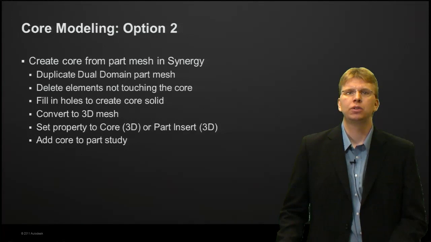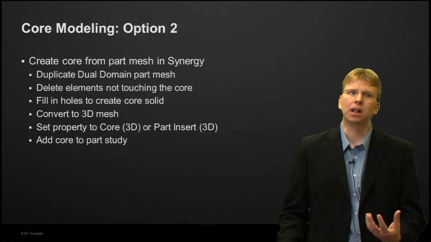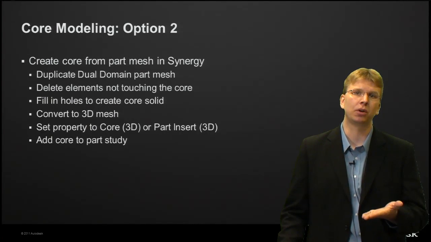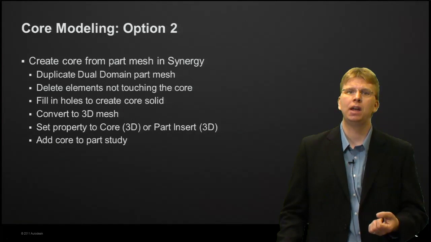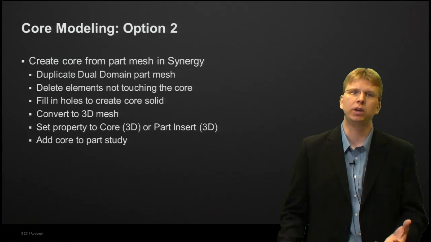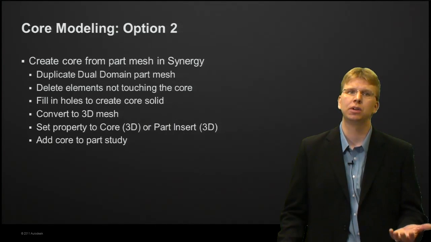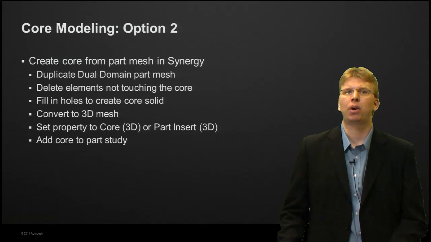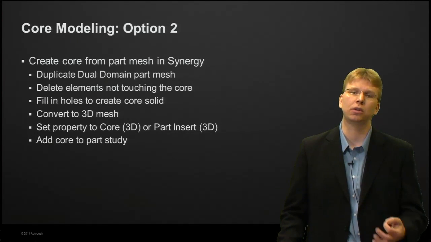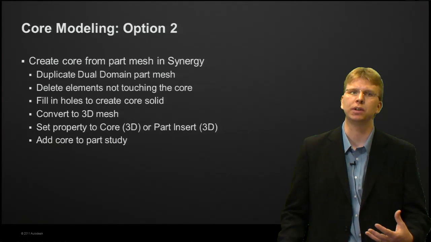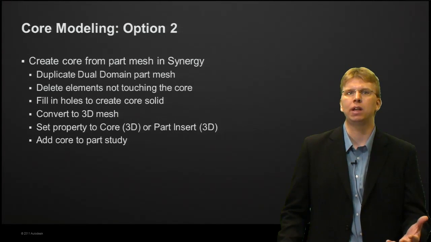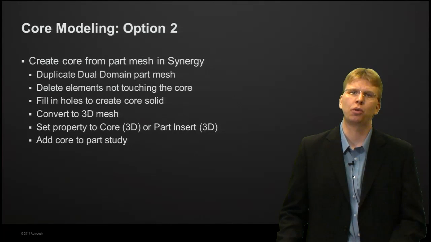So what would happen here is we delete those elements and then we'd fill in any of the holes that were in the solid that weren't touching, for instance, the top of the core or maybe some of the sides. And then once we created a full 3D solid, we convert that over from a dual domain mesh to a 3D mesh. Then we'd set the property to a core 3D or a part insert 3D. The difference is that a part insert 3D allows us to set an instantaneous or initial temperature so that we can have the core at a different temperature than the mold temperature. And then we'd add that core that we created back into the part study to run the core shift simulation.